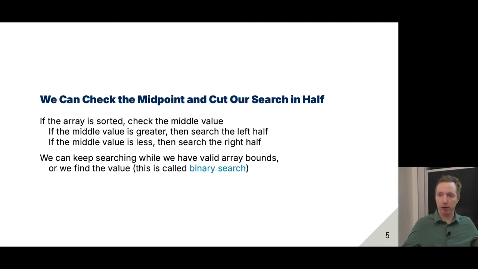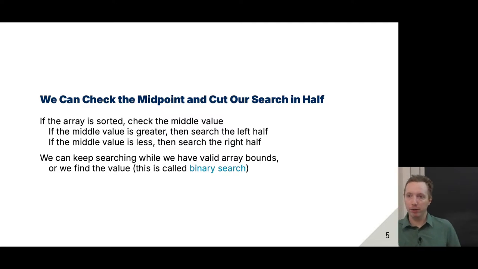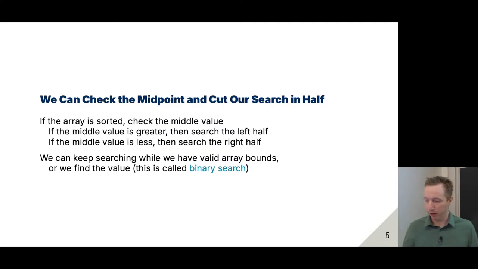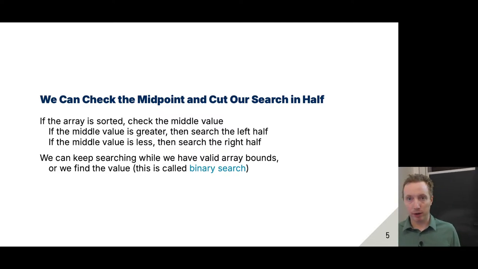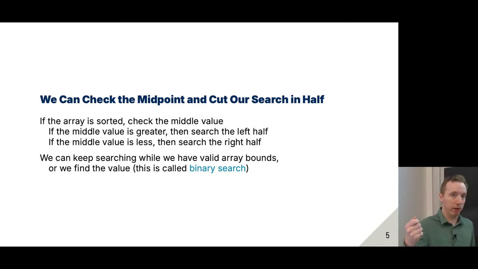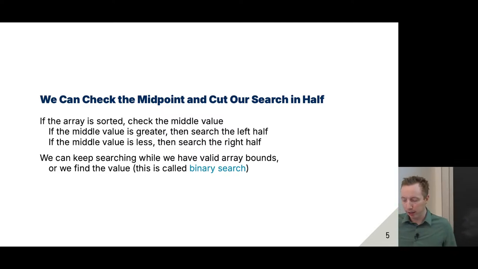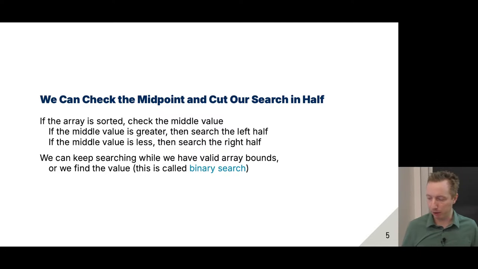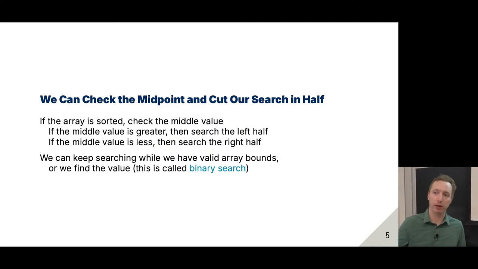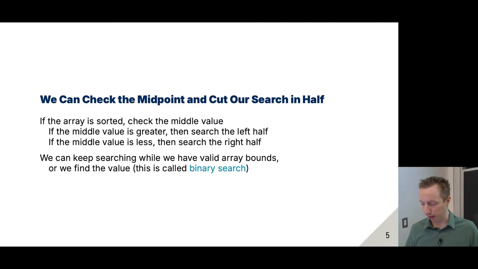So if we have a giant array, we can check the middle value and then compare it to what we're searching for. Same idea. If the middle value is greater than what we're searching for, that means the value I'm looking for is in the left half of the array, so I don't even have to bother searching in the right half. I can cut off that entire half. And similarly, if that middle value is less, then I just have to search the right half. There's no possibility that the value is in the left half.